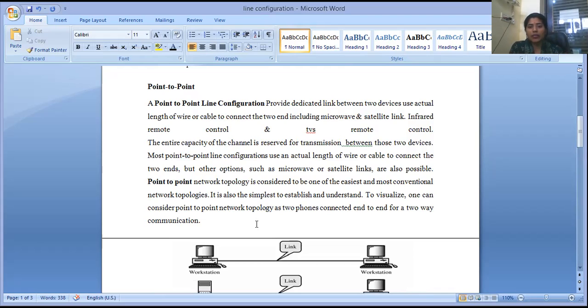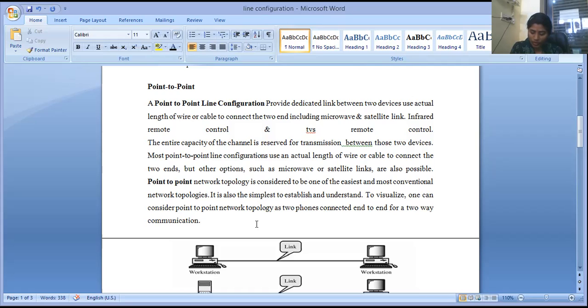If we talk about the infrared remote control and the TV's remote controls, this is what is happening here. The entire capacity of the channel is reserved for transmission between these two devices. Please listen here: the entire capacity of your communication channel is reserved for the transmission between these two devices or nodes of the system. Most point-to-point line configurations use an actual length of wire or cable to connect the two ends, but other options such as microwave and satellite links are also possible to connect the communication between these two links.